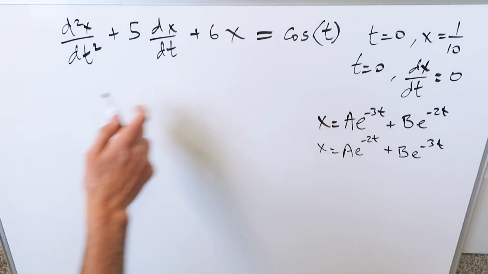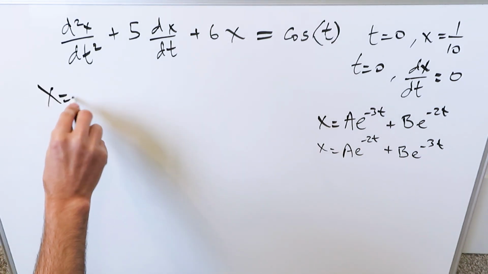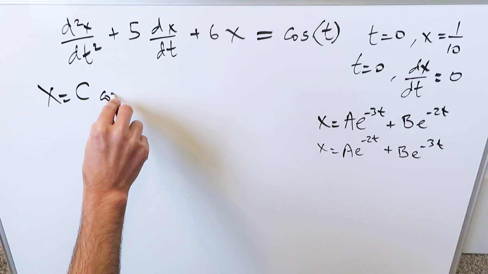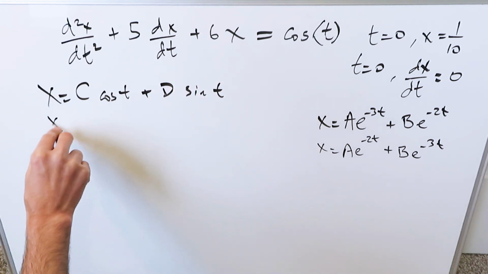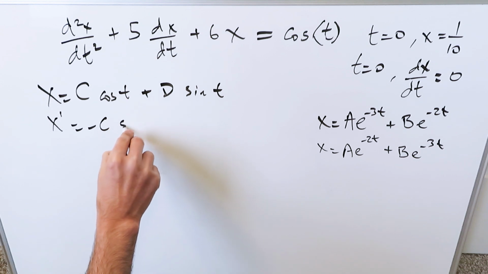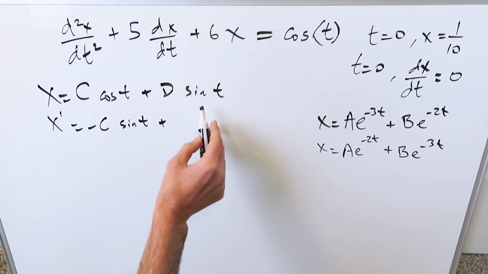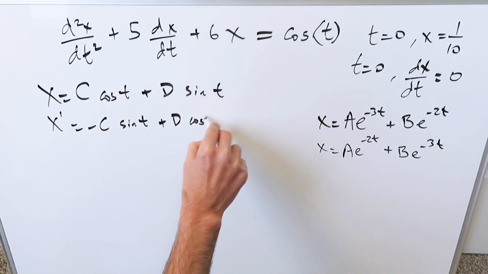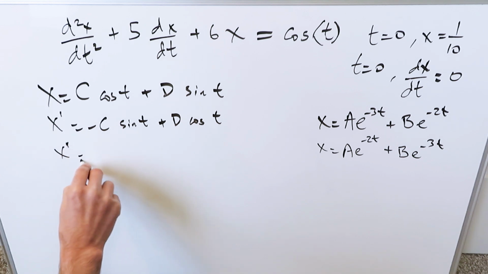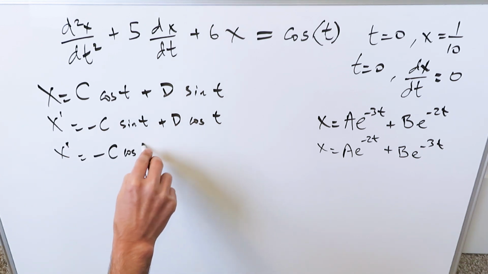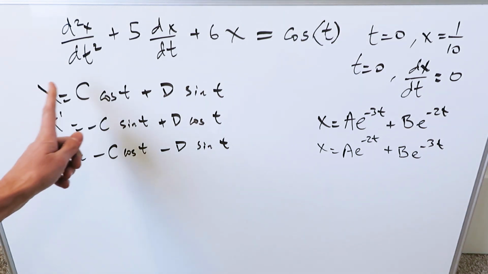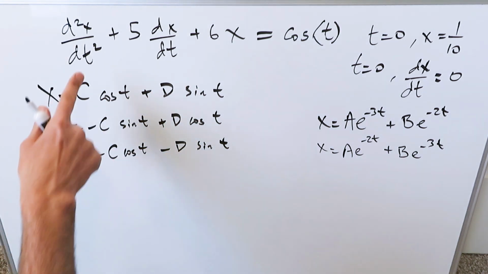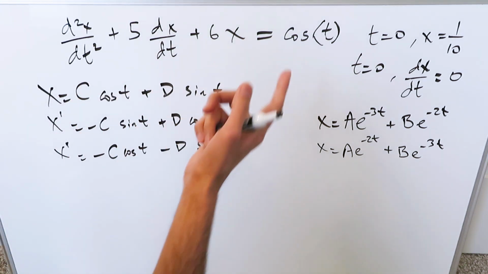When you have something which looks like this, your template for a trigonometric, x is equal to c cosine t plus d sine t. The first order derivative is what? Minus c sine t. And then here you'll have a plus d cosine t. Your second order derivative is going to be a minus c cosine t minus d sine t. What do you do with these items? You plug them right here in places of your second order, your first order, and your zero order.